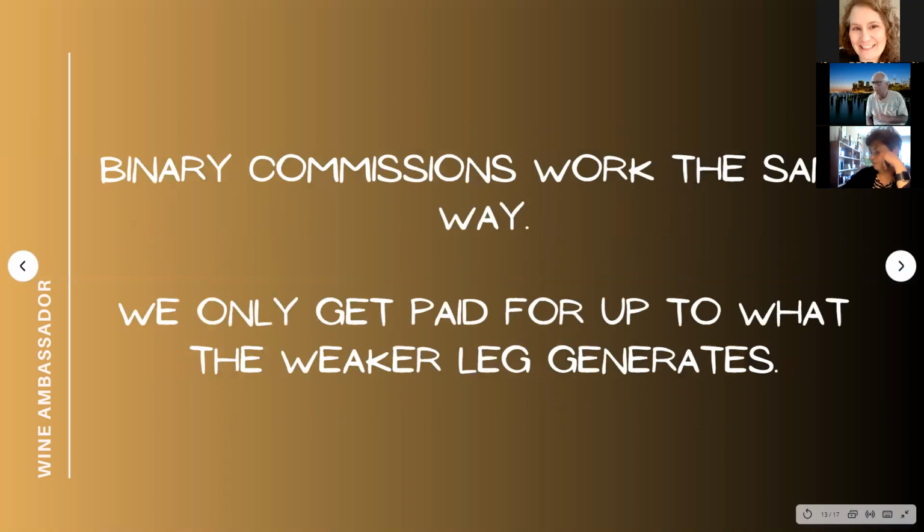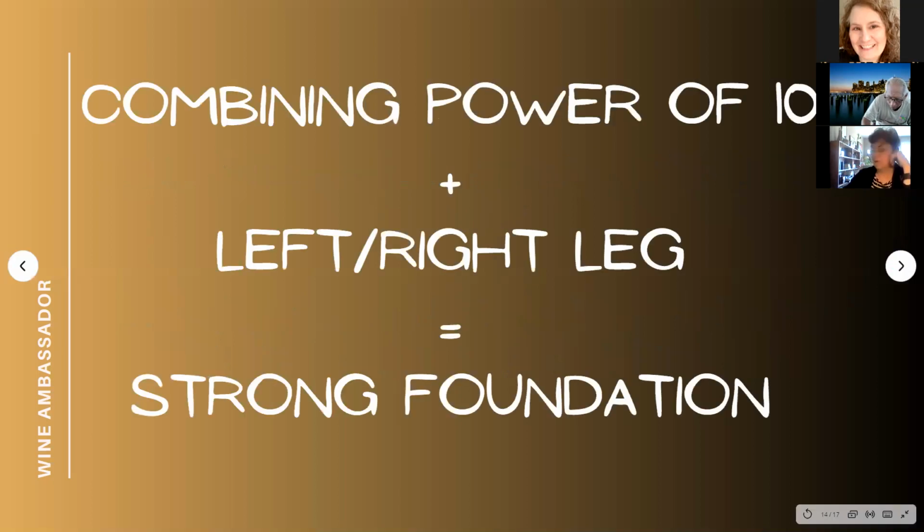Well, our binary commissions work this way, where we only are going to get paid for what our weaker leg generates. So that's why it's great to have the fast start bonuses that we have with both Velovita and Wine Ambassador. We can see some of the money coming in right away. There are a lot of binary companies out there with binary commissions that do not have fast start bonuses like we have.